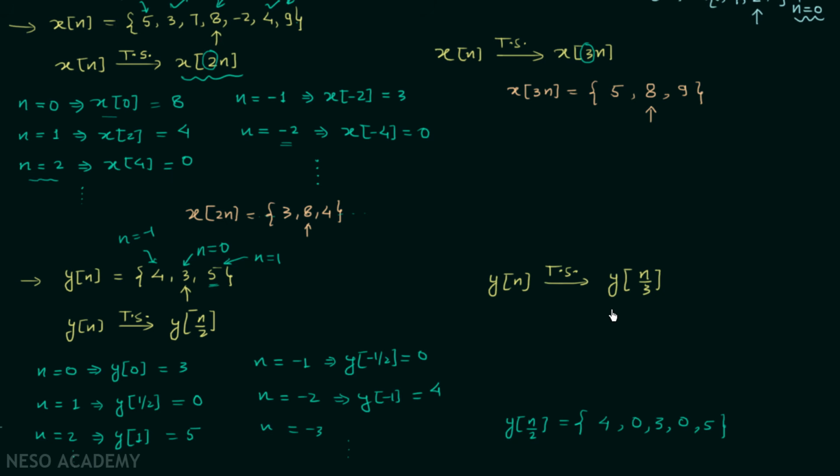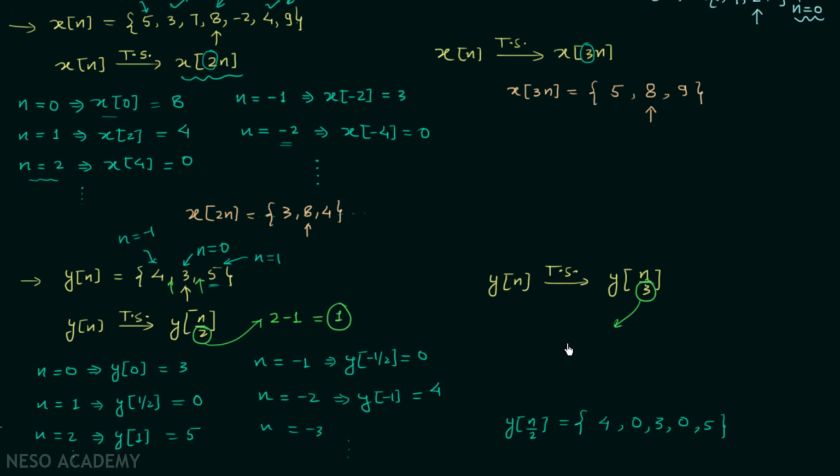Now to write down yn by 3 directly, we will analyze this case. Here you can see that we have yn by 2. 2 is here. So take this 2, subtract 1, you will get 1. So 1 means 1 zero between the numbers you are having. So put 1 zero here, put 1 zero here, you will get 4, 0, 3, 0, 5.